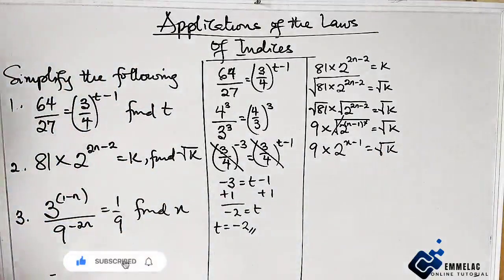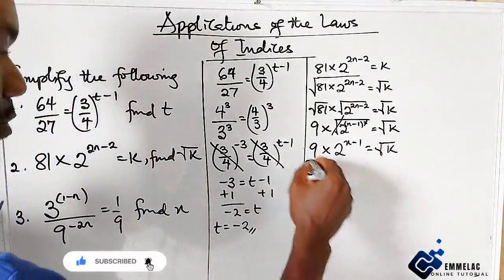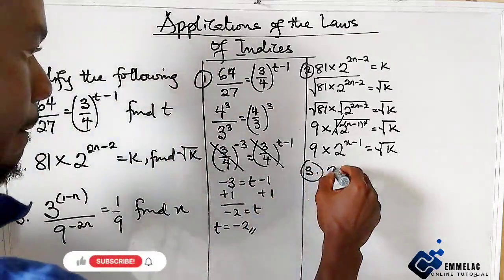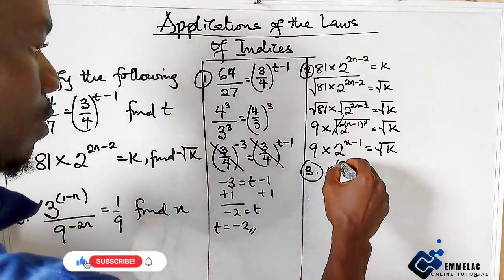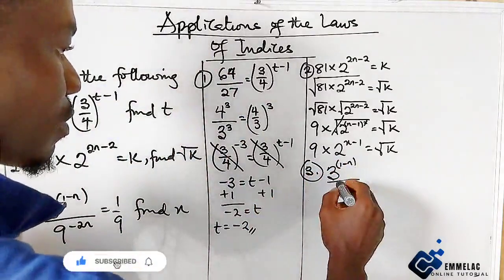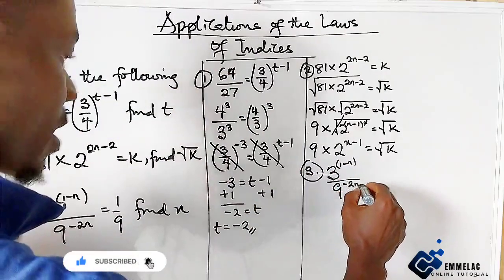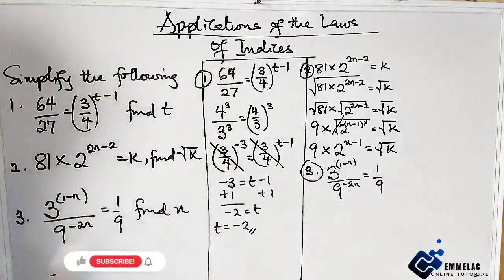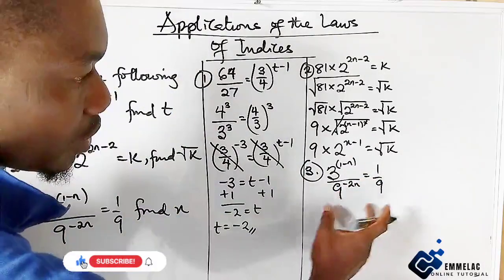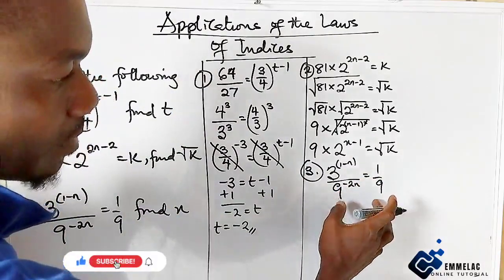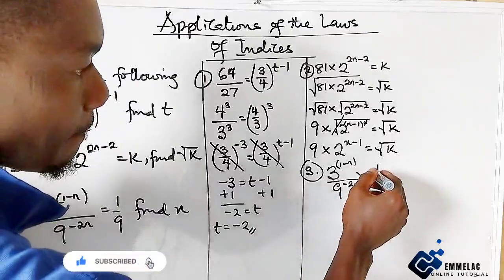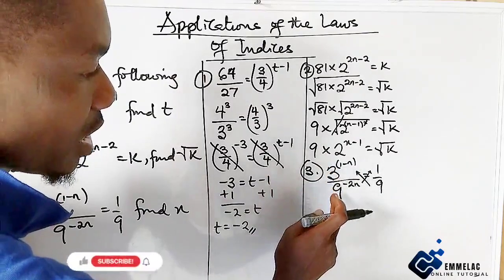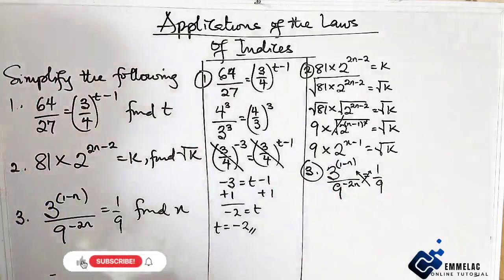All right, now the next one, number 3. Here we have 3 raised to the power of 1 minus n, close bracket, over 9 raised to the power of minus 2n, equals 1 over 9. Now we are told to find the value of n. First of all, we need to make this a linear expression. By making it a linear expression, we cross multiply, which means 9 we multiply through with whatever is in the numerator on the left hand side, and we multiply through by 1 on the right hand side.